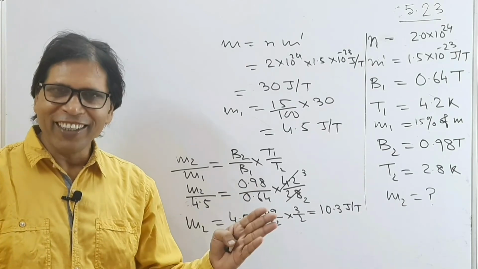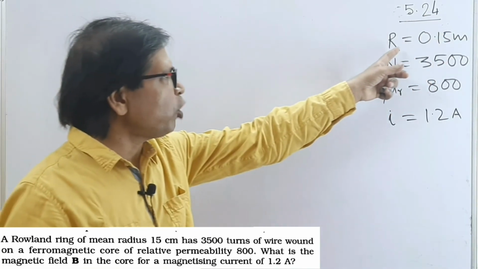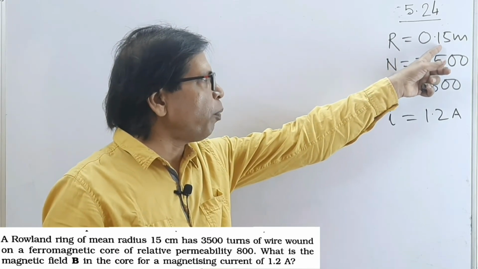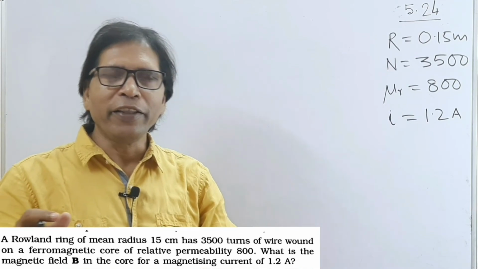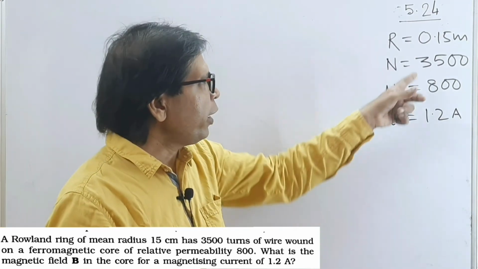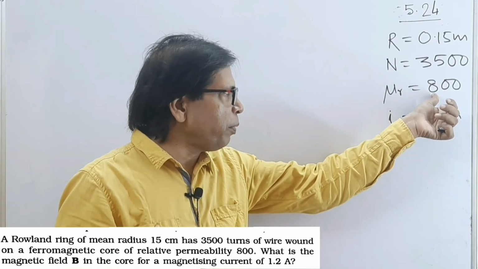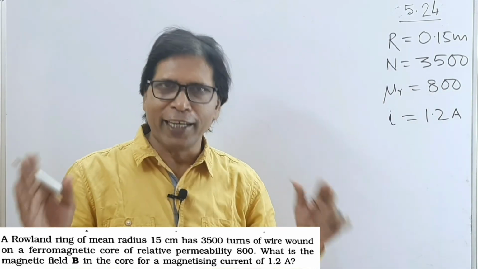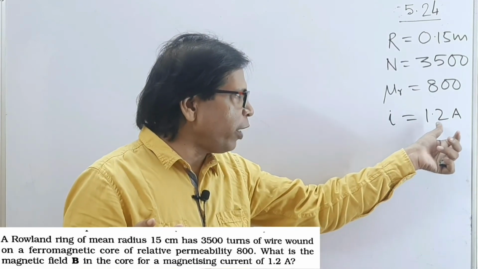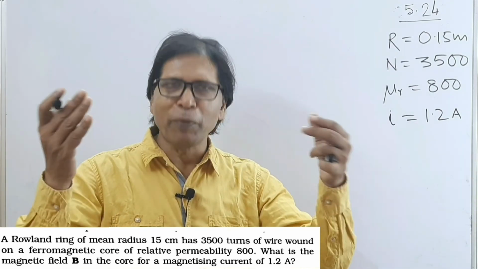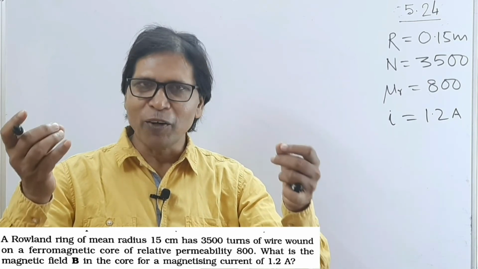Okay, understood? Now 5.24. The radius of rowland ring is 0.15 meter. Number of turns in the ferromagnetic core is 3500 and relative permeability of the core is 800. The magnetizing current is 1.2 ampere. We have to calculate the magnetic field in the core.